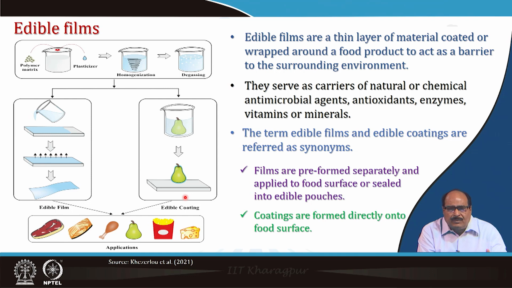As I told you, films are pre-formed separately and applied to food surface, or sealed into edible pouches, and the coatings are formed directly onto the food surface.